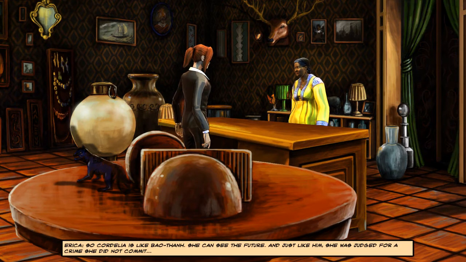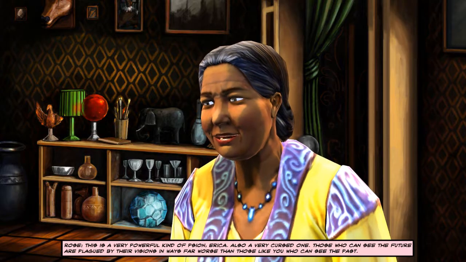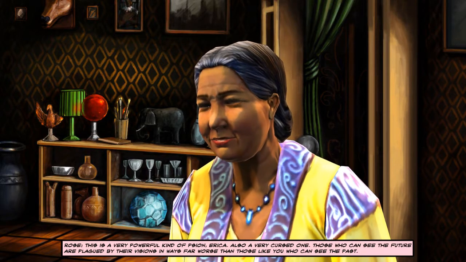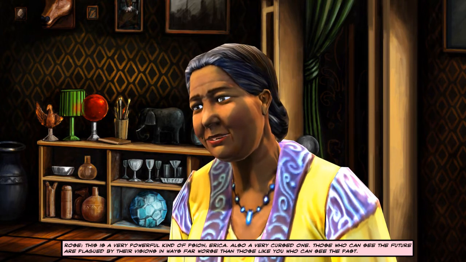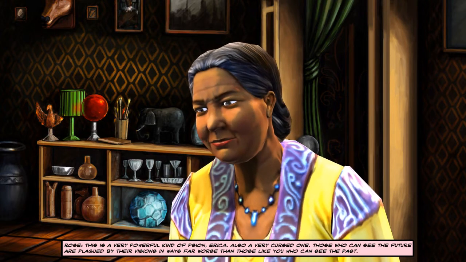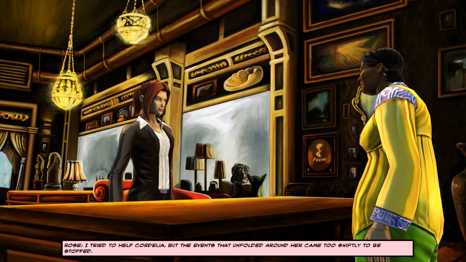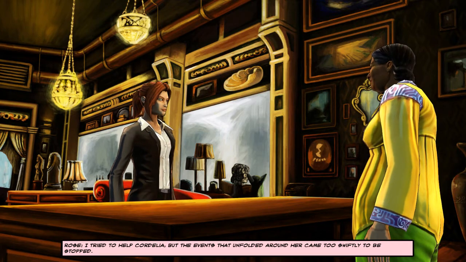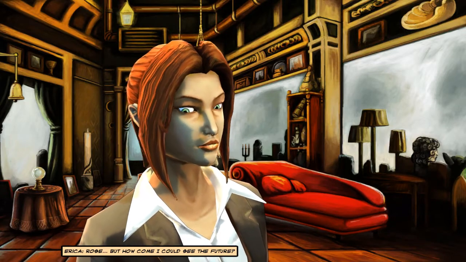So Cordelia is like Baoten. She can see the future. And just like him, she was judged for a crime she did not commit. This is a very powerful kind of scion, Erica. Also a very cursed one. Those who can see the future are plagued by their visions in ways far worse than those like you who can see the past. I tried to help Cordelia, but the events that unfolded around her came too swiftly to be stopped. Rose, but how come I could see the future?